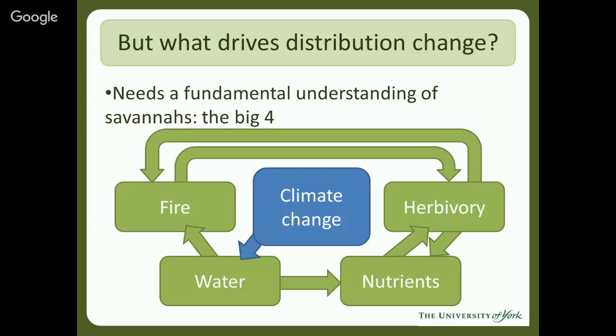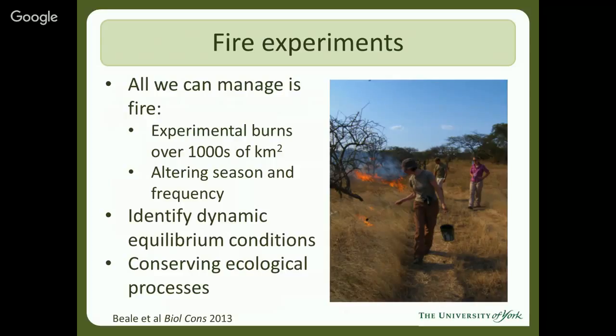within the savannah. And so from my interest originally in birds and their distribution shifts, trying to explain that, I've got to try and pick apart some of what's going on here. And then also, because I'm interested in that, how we might try and mitigate some of those changes. So the main thing of those 4 processes that we can manage is fire. So we've been setting very large experimental burns, up to several thousand square kilometers, which is great fun. And we're burning them at different seasons and with different frequencies across the Serengeti landscape.